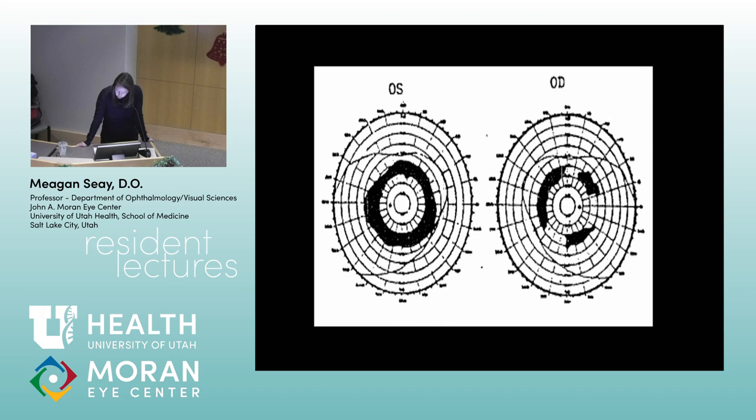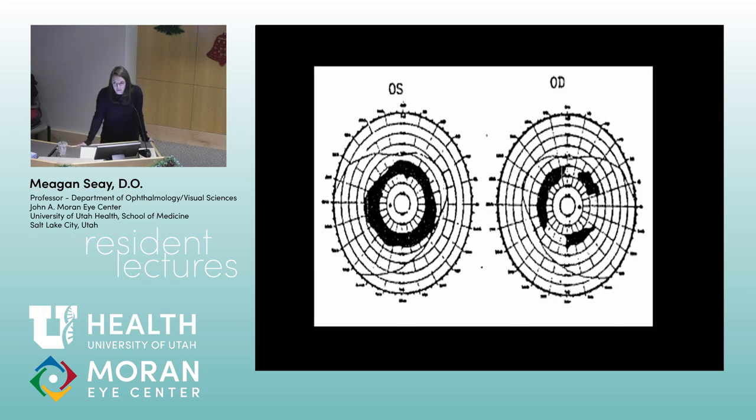Next is, what's this one? Homonymous. Yeah. Go with that. What does that look like? Posterior pole, right occipital lobe. What's the artery that supplies that in several people? MCA versus rest of occipital, which is PCA. Any questions?